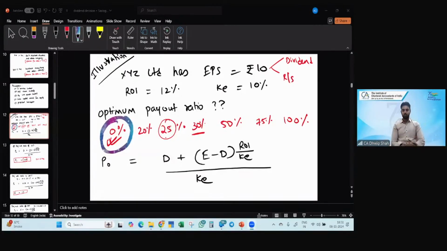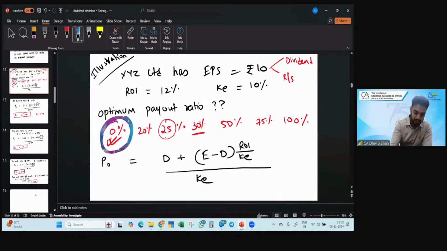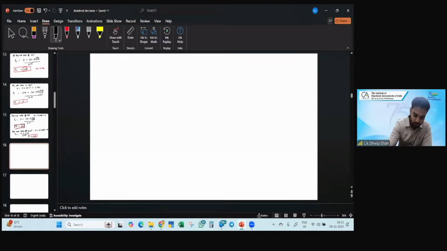Any queries for Walter's model? So the Walter's model conclusion is if ROI is greater than KE, optimum payout ratio is 0%. Why? Because if company keeps the funds with itself, it has more productivity. It has more earning capacity. And in contrary, when ROI is less than KE, optimum payout ratio is 100%. So let's take illustration 2. Let's take another illustration, where ROI is less than KE.